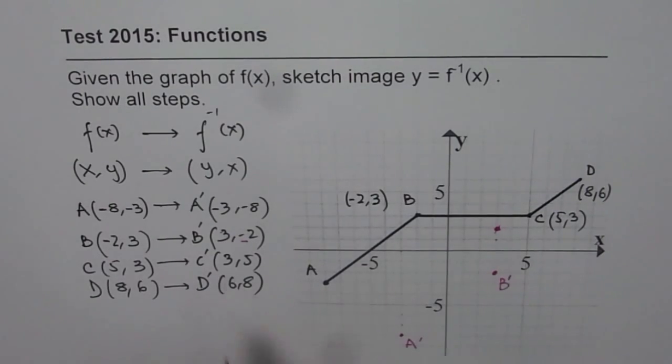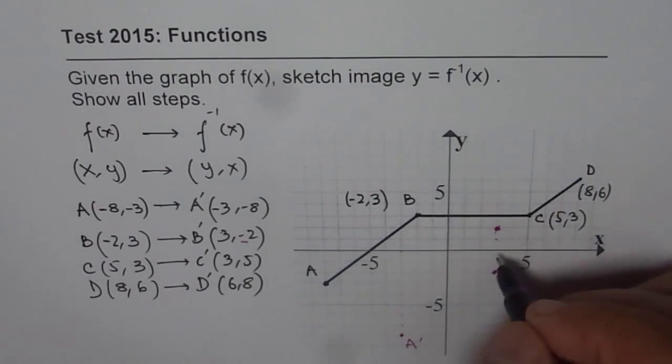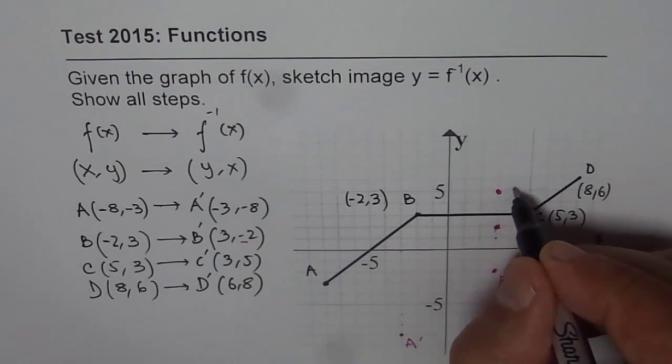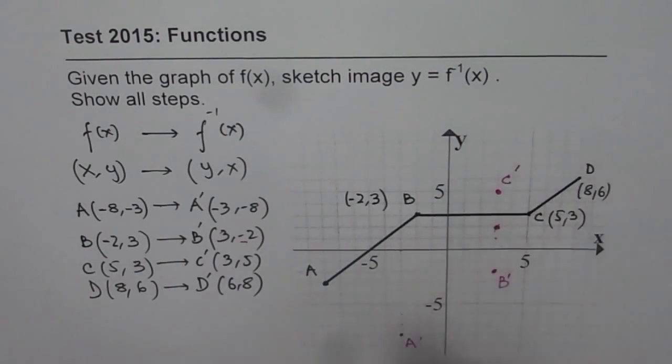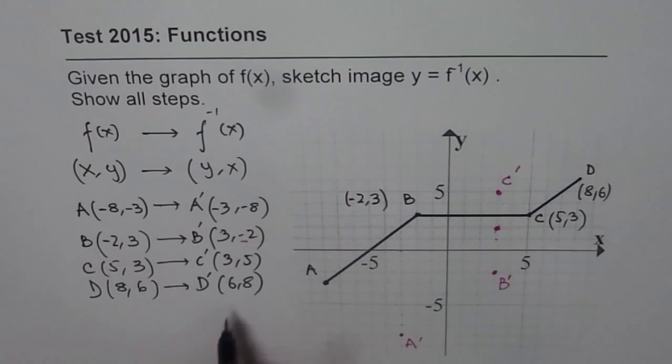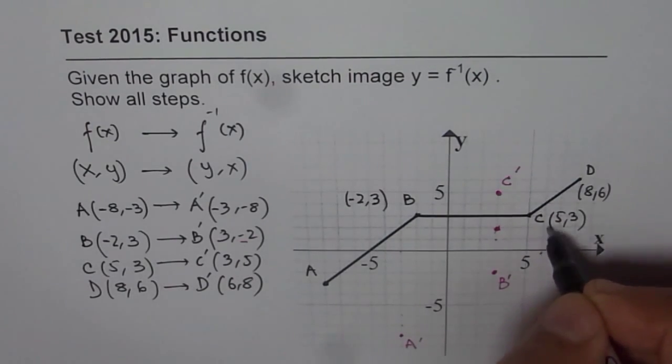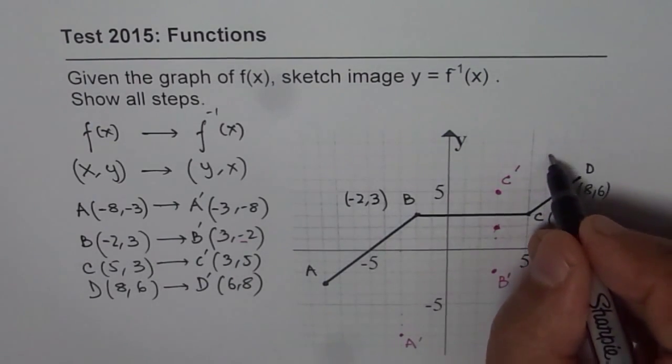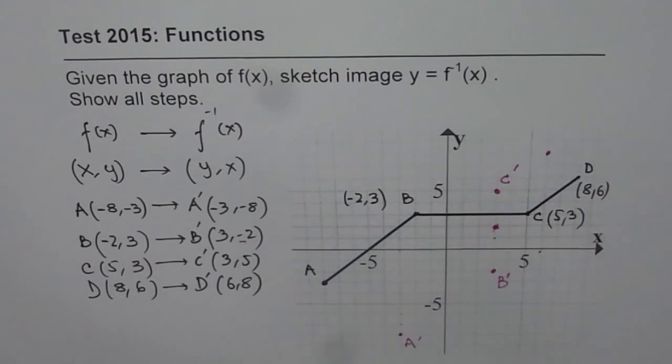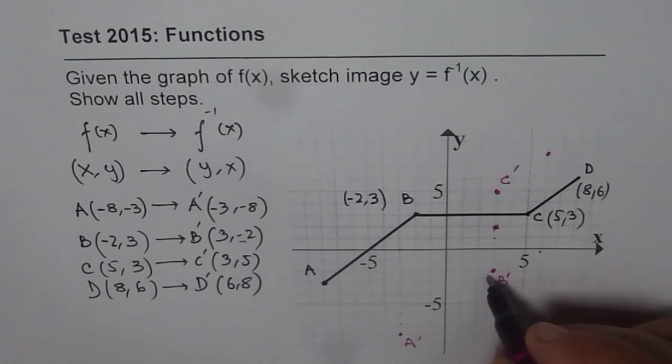C dash is 3, 5. So it is 3 and 5 units. There you are. So that is C dash. D dash is 6, 8. So 6 and then we have 5, 6, 7, 8. So that is D dash. Correct. Joining these points, we get the inverse function.